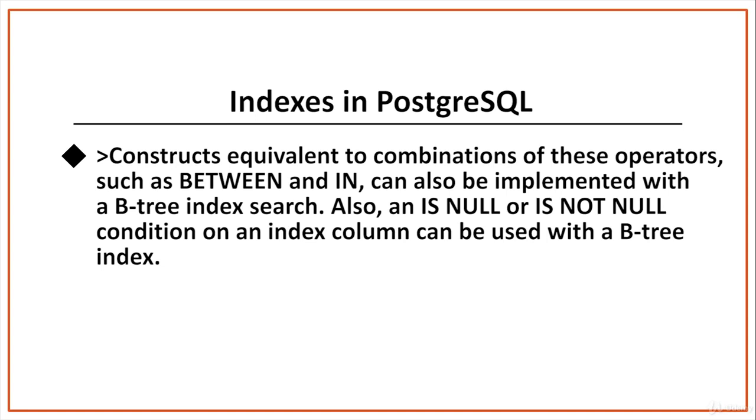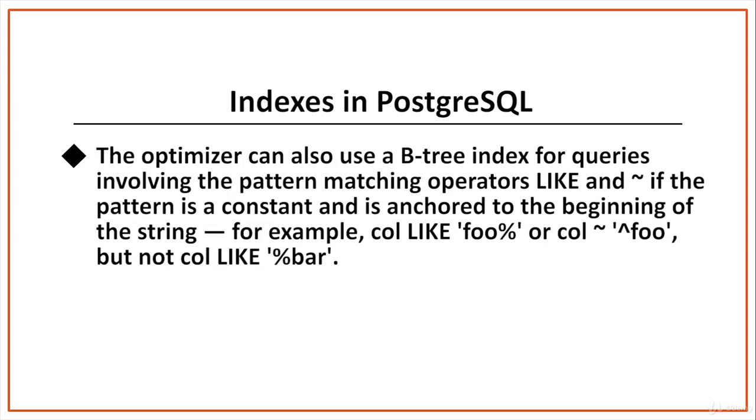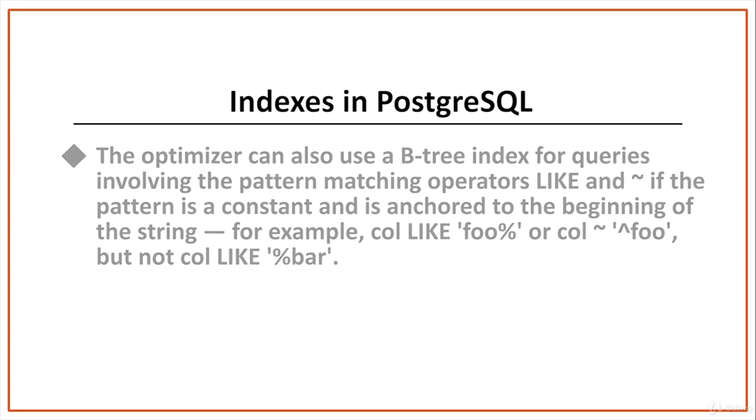Also, an IS NULL or IS NOT NULL condition on an index column can be used with a b-tree index. The optimizer can also use a b-tree index for queries involving the pattern matching operators LIKE and tilde, if the pattern is a constant and is anchored to the beginning of the string, for example, col LIKE 'foo%' or col ~ '^foo', but not col LIKE '%bar'.